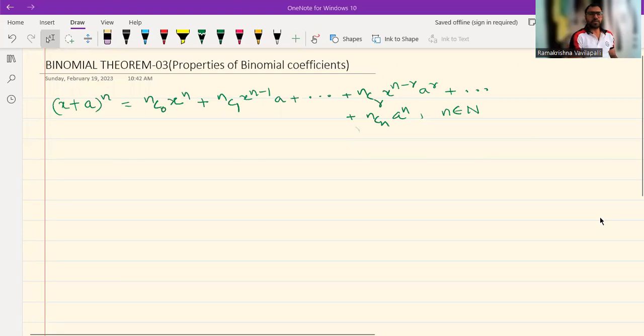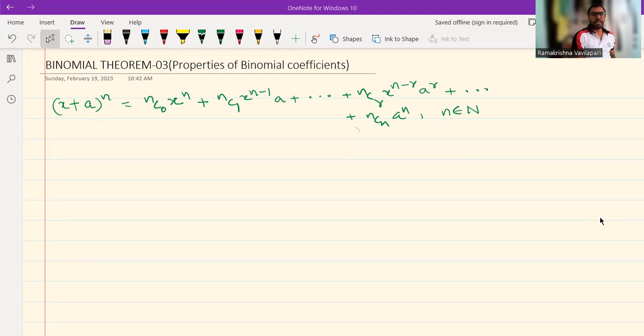So we know the expansion of binomial theorem, (x + a)^n = nC0 x^n + nC1 x^(n-1) a + and so on. The general term is nCr x^(n-r) a^r, and so on. The last term is nCn a^n.